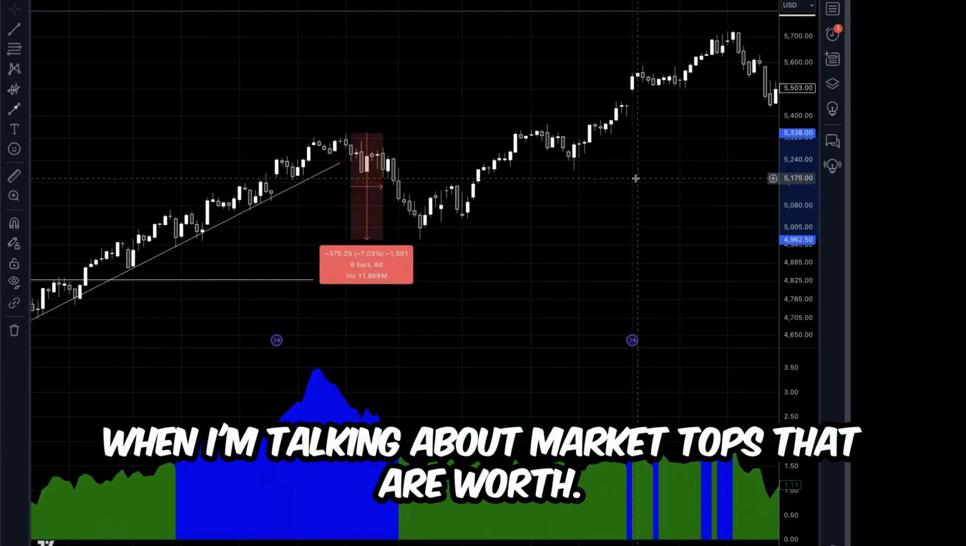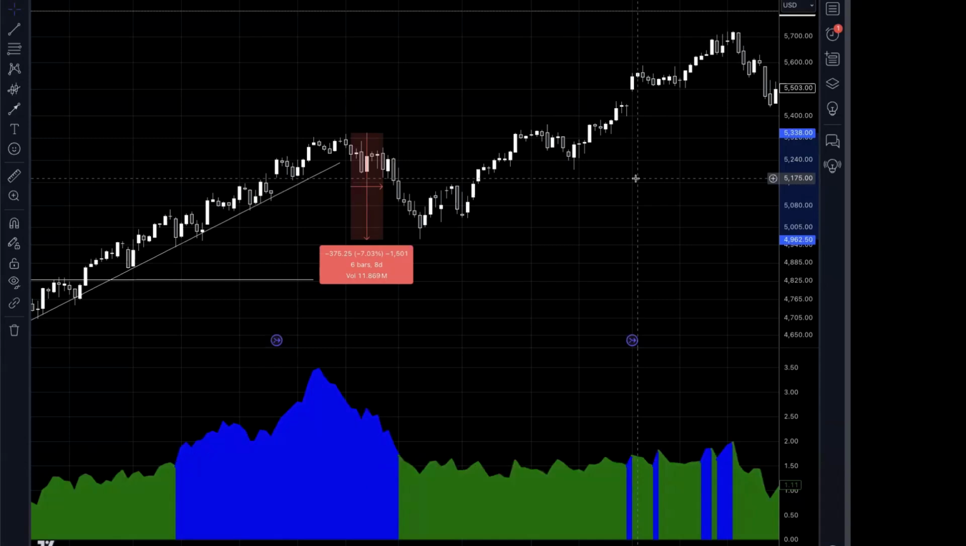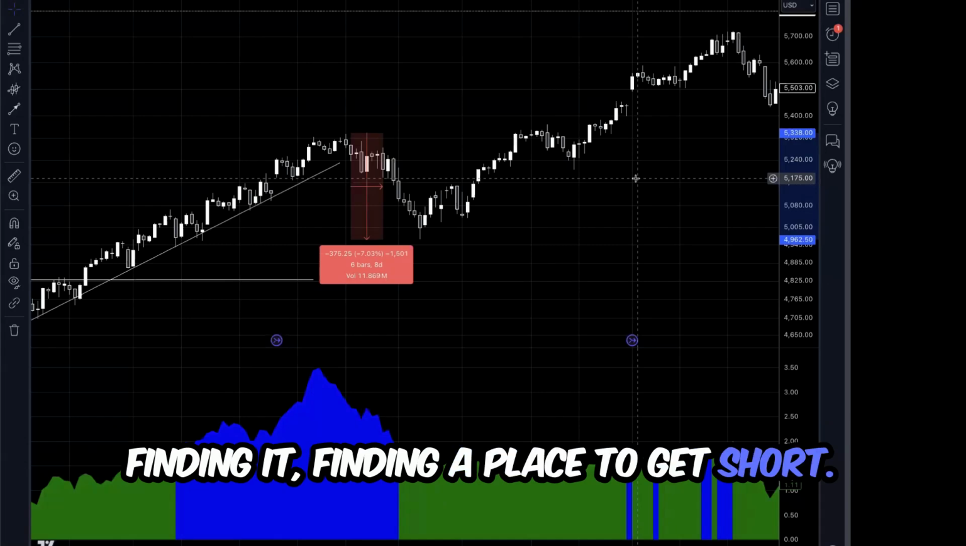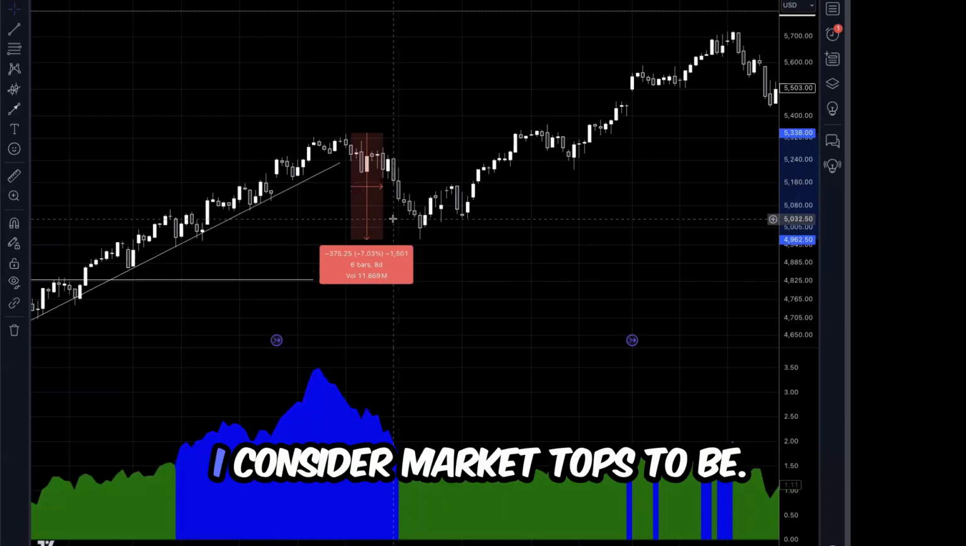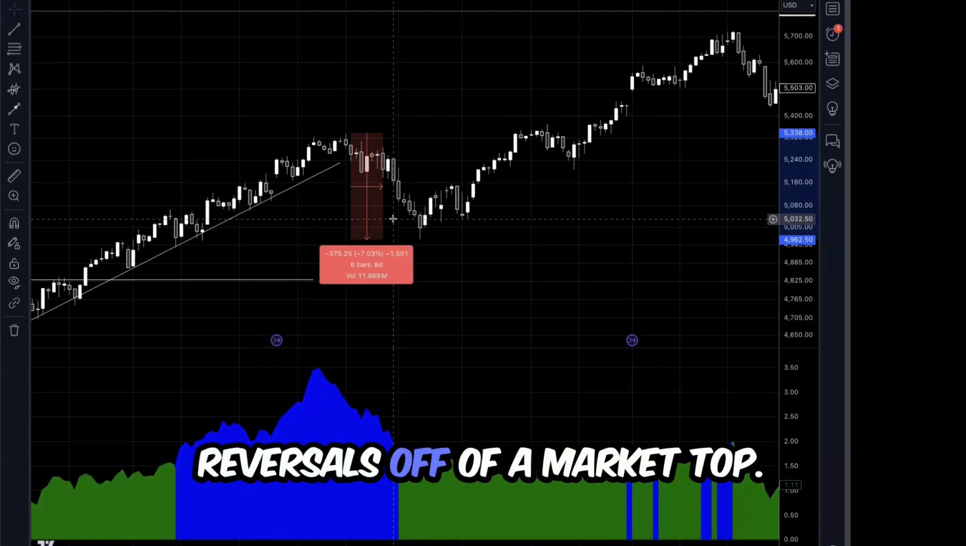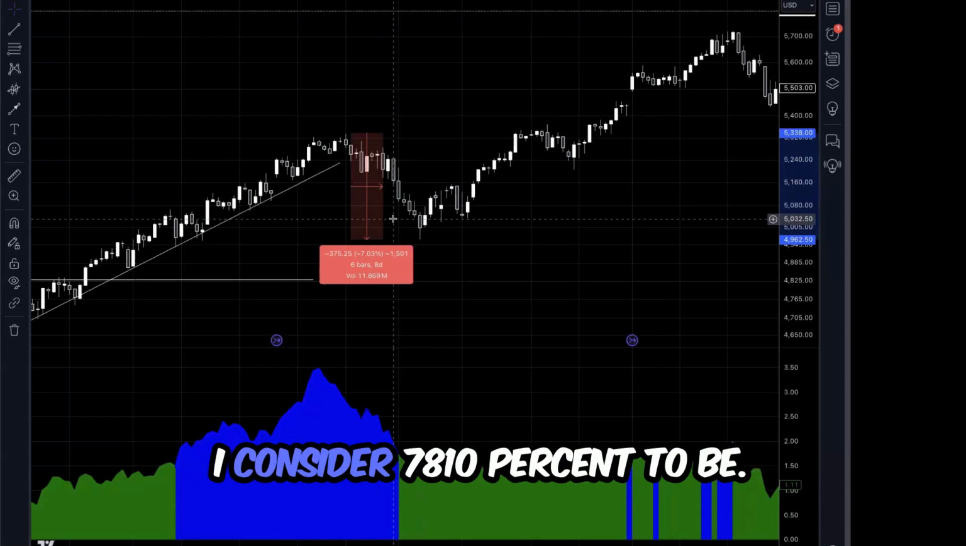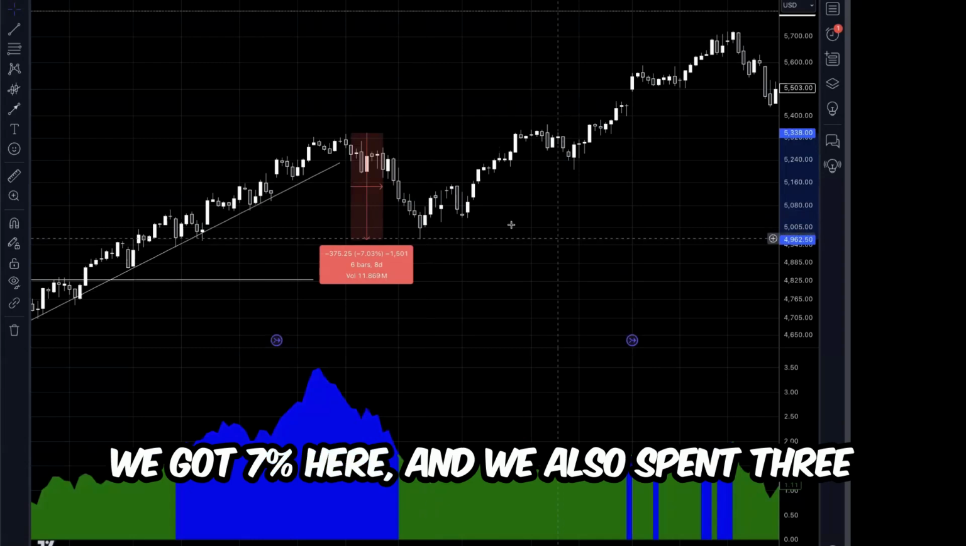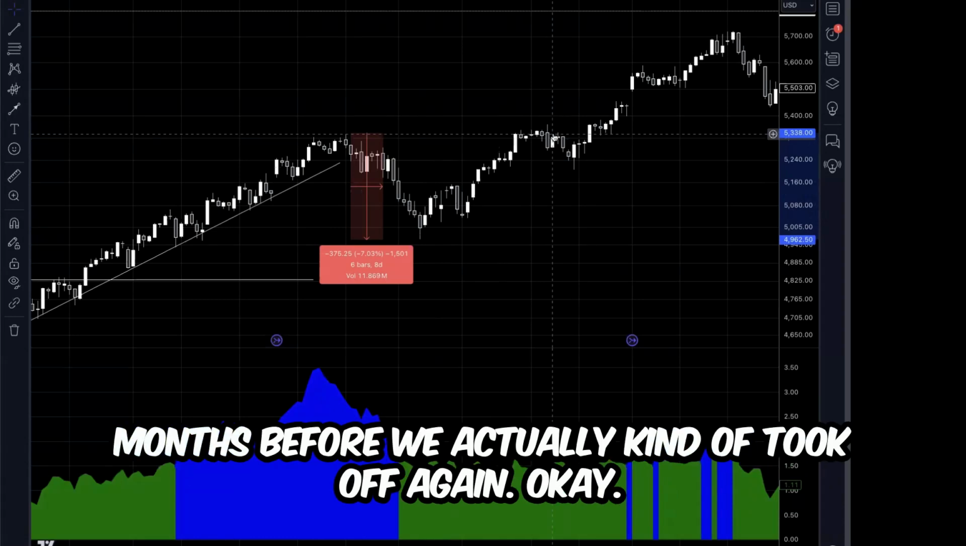When I'm talking about market tops that are worth participating in, that is shorting, finding a place to get short, I consider market tops to be reversals off of a market top. I consider 7, 8, 10% to be a pretty good number, and that's what happened. We got 7% here, and we also spent 3 months before we actually took off again.